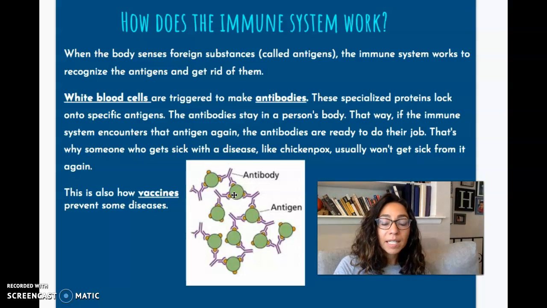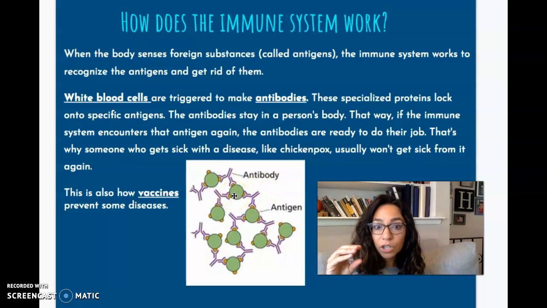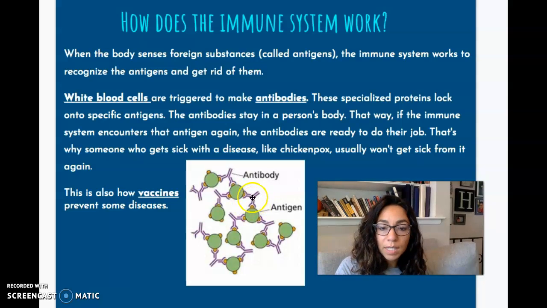The antibodies stay in a person's body. That way, if the immune system encounters that antigen again, the antibodies are ready to do their job. So they mark the antigen, and then other killer cells come and gobble it up, right? We know that those things are bad. We don't want them. So once they're marked with these antibodies, we can destroy them.